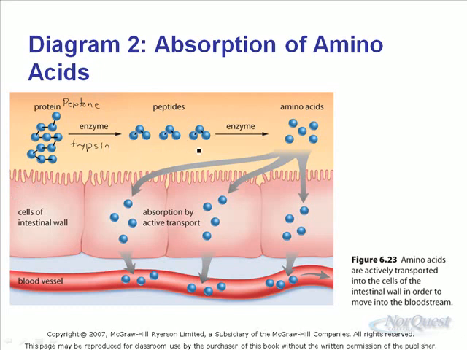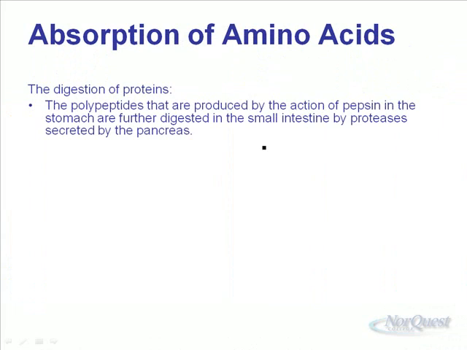These things break it down into small peptide chains, and then we have our peptidases. Our peptidases break down those peptides into amino acids, and the amino acids are absorbed into our blood vessels by active transport. And again, here's the words for the picture. Digestion of proteins. The polypeptides that are produced by the action of pepsin in the stomach are further digested, chemical digestion, in the small intestine by proteases such as trypsin or chymotrypsin.